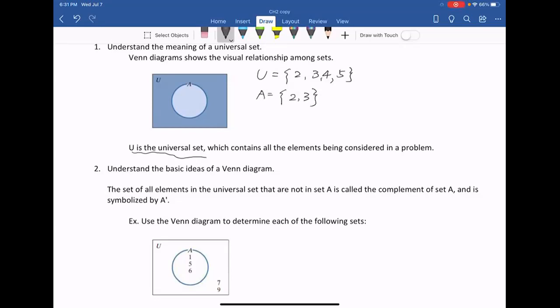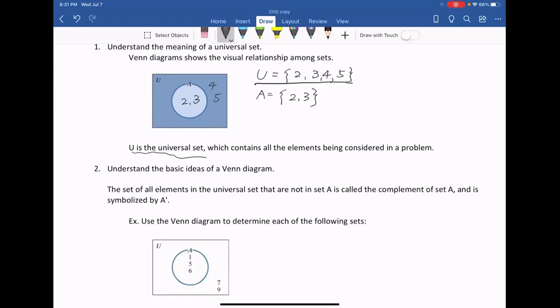U contains all the elements in the problem. Maybe in this question, all the elements, the universal set, contains 2, 3, 4, 5. And the subset A is 2, 3. So here my A is 2 and 3. So the other elements should be here, 4, 5.